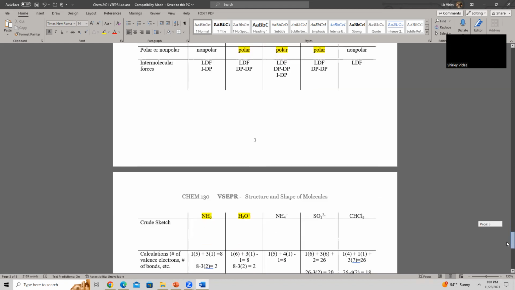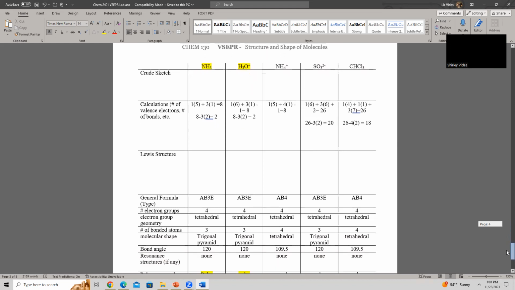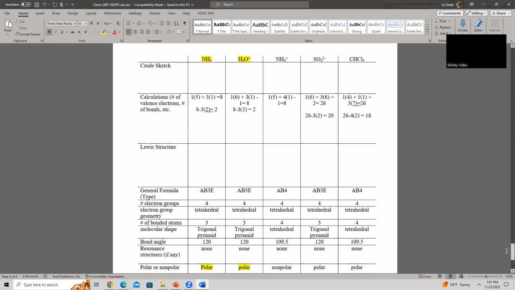The last set's the juiciest, because it's got all the stuff. All right, so let's look at them. Okay, so we have polar, polar, nonpolar, polar, polar. Man, there are all these polar ones. What do we see on the first one? We say it's polar. So you know there's London, right? London dispersion is there. Polarity means we have dipole-dipole, and we have a nitrogen to hydrogen bond. Therefore, we also have hydrogen bonding.